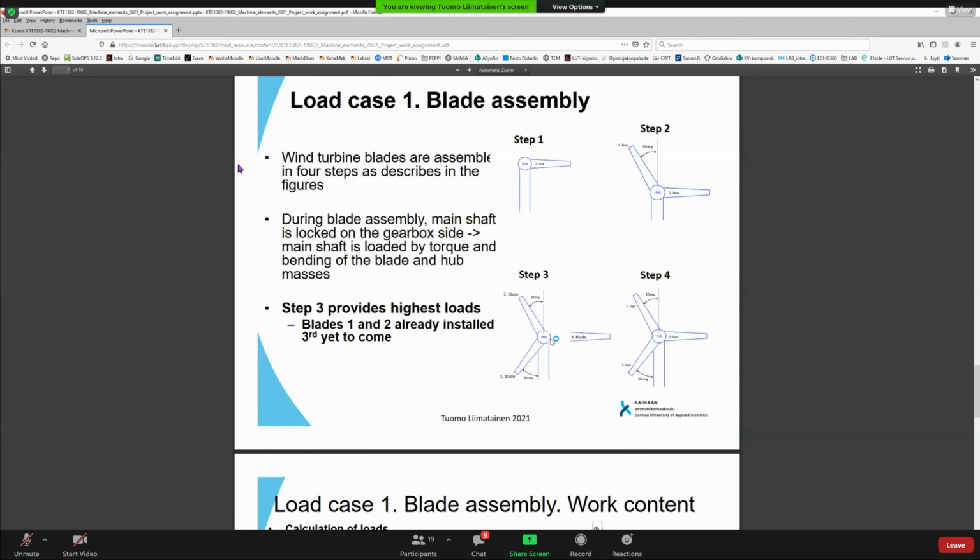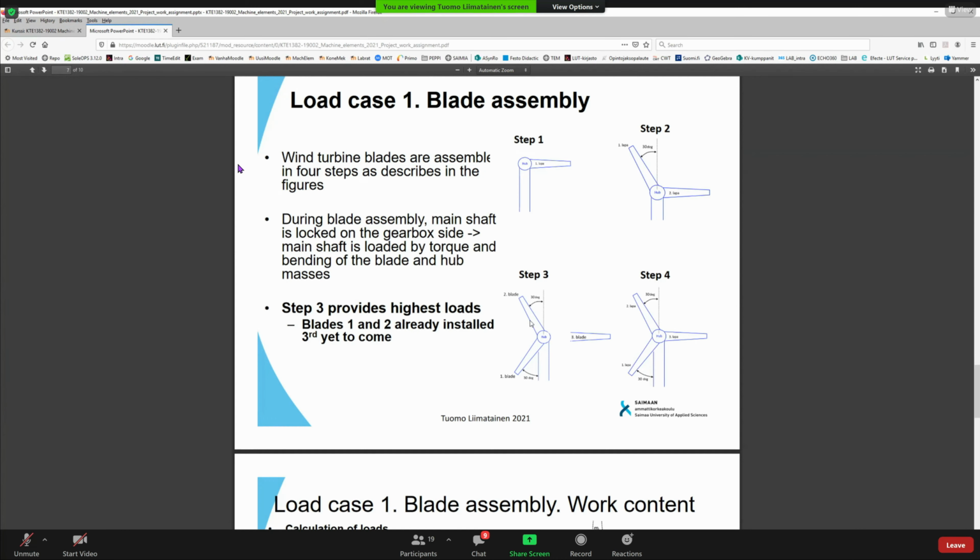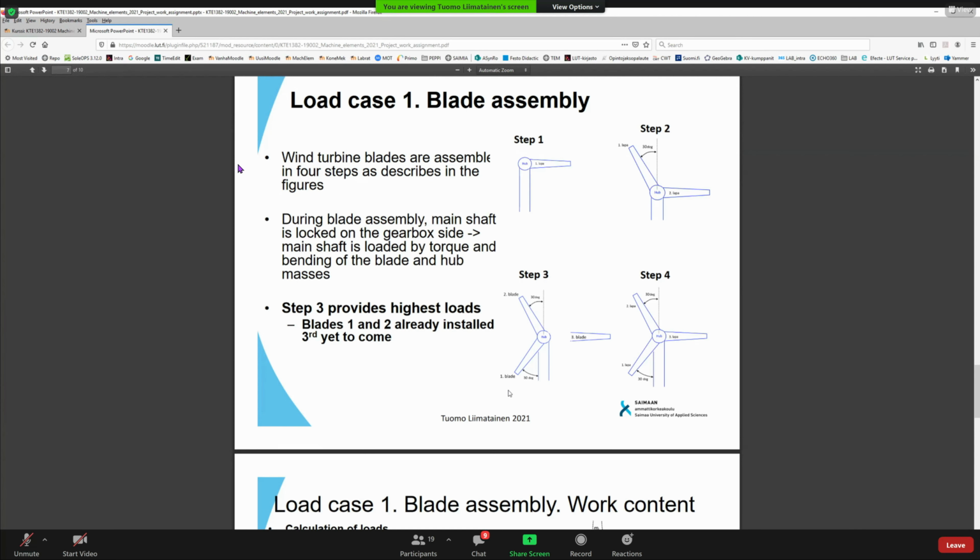But before it's attached, these 2 blades will introduce fairly high torque to the main shaft. It's actually so high that it can be, and usually is, higher than the nominal operation torque. That is coming from the masses of the 2 blades. And this is the situation you need to consider in your load case 1. What are the loads to the main shaft due to this load step?